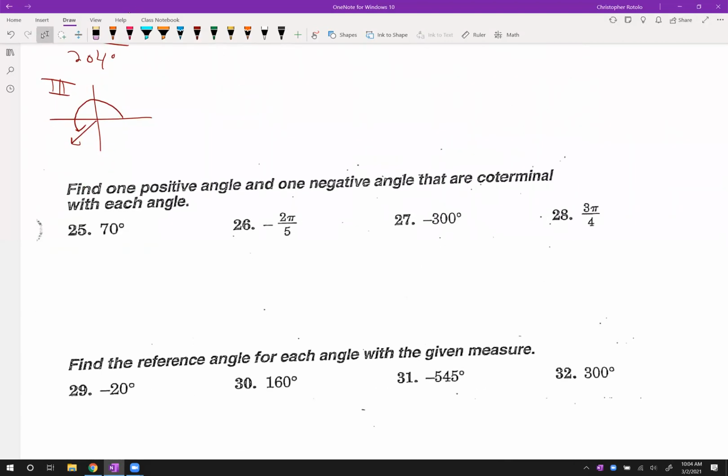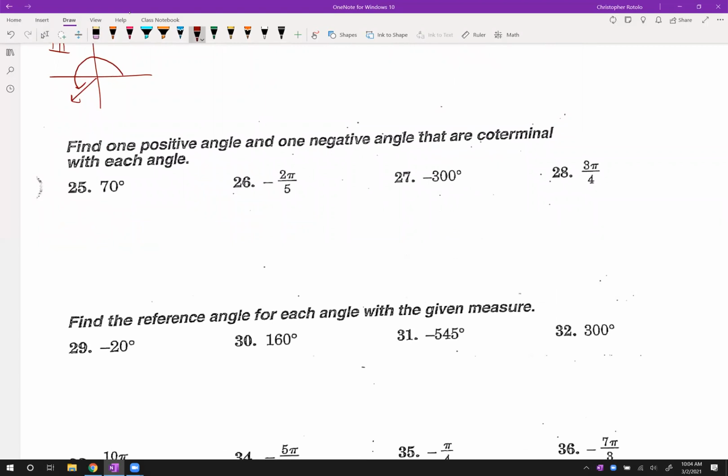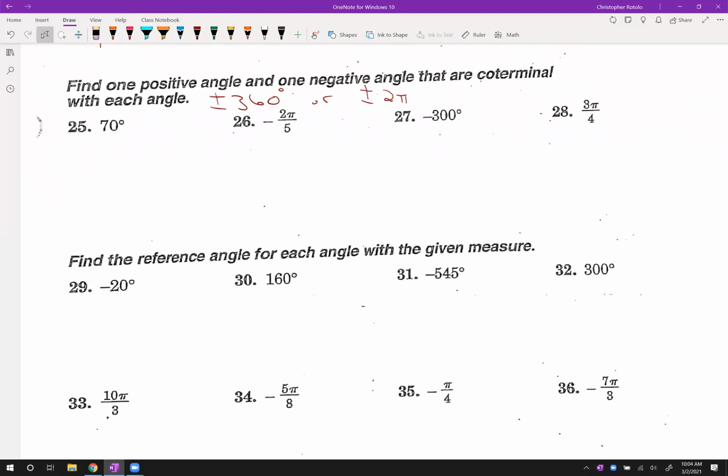Find one positive angle, one negative angle. They're coterminal with each angle. Okay, so this is plus or minus 360 or plus or minus 2 pi. Remember, we want to use the 2 pi, not just pi, because the 2 pi is getting the whole way around it. All right, then the next thing we do is find that reference angle. So this is the one that's most important as we move on a little bit.